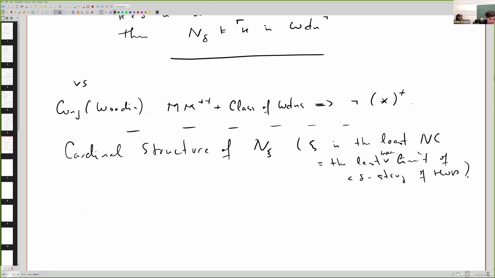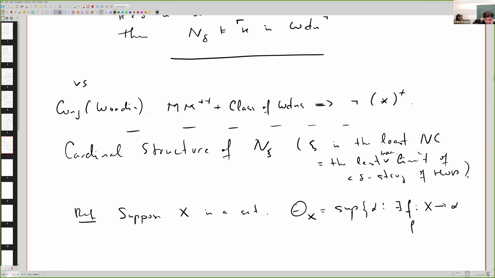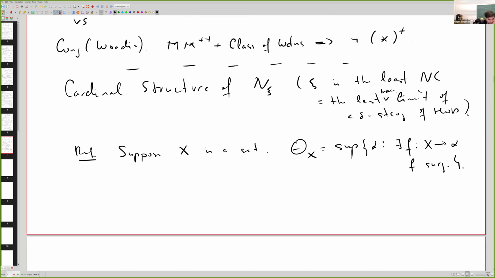Okay, so first definition: suppose x is any set, and theta x is the supremum of alpha such that there is a function from x onto alpha, a surjection. So the following is true. This is PLS.